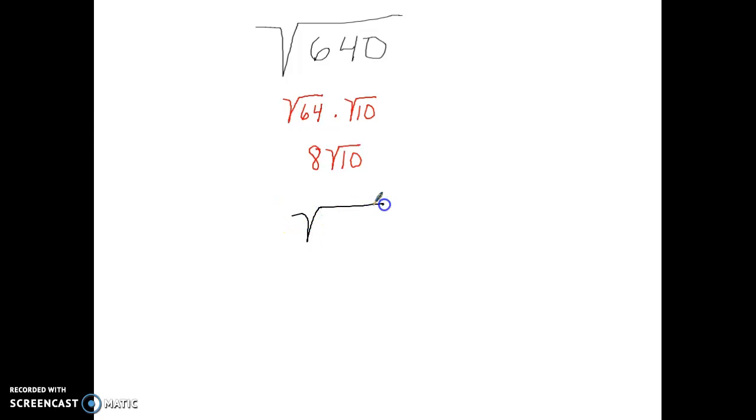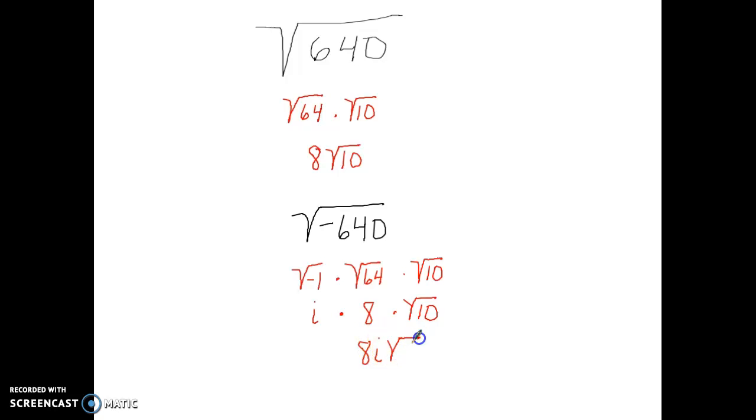If this would be negative 640, we would do a similar process to that. The only difference is now I have a negative, so I'm going to represent that as negative 1, the square root of negative 1, times square root of 64, times the square root of 10. The square root of negative 1 is an imaginary number. We represent that using the letter i. Square root of 64 is an 8. Square root of 10 does not simplify. Now the correct way to write this simplified expression would be 8i followed by square root of 10.